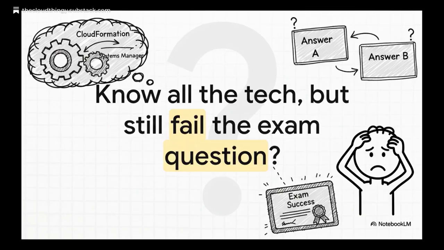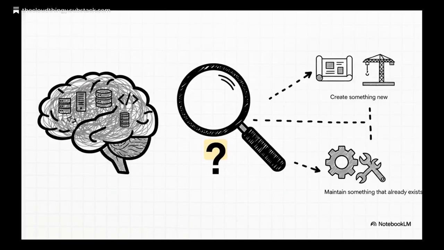Well, here's the secret. The key isn't about memorizing more technical details. It's about understanding one simple thing: the intent behind the question that's tripping you up. Are they asking you to create something new, or are they asking you to maintain something that's already there? That's it. That one word in the test question changes everything.